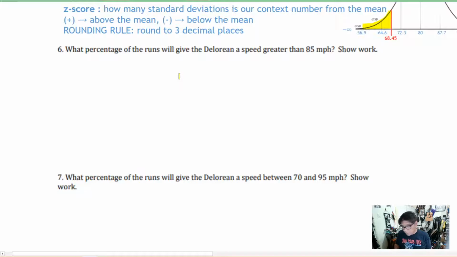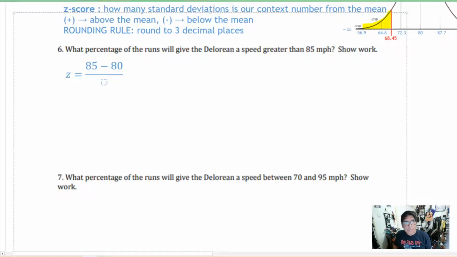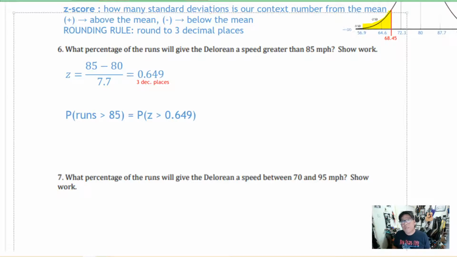85 is not an integer z-score, so we'll have to calculate a z-score. Any z is equal to the contextual number minus the mean, divided by the standard deviation. That gives us 0.649. That's our 3 decimal place rule. We want the proportion of runs that are greater than 85 miles an hour. That's equivalent to the proportion on the z-curve that's greater than 0.649, remembering that the z-curve is a normal curve. And that's equal to something that my calculator is going to tell me.